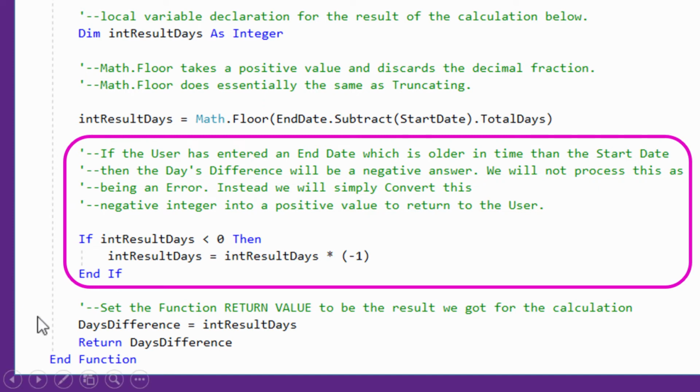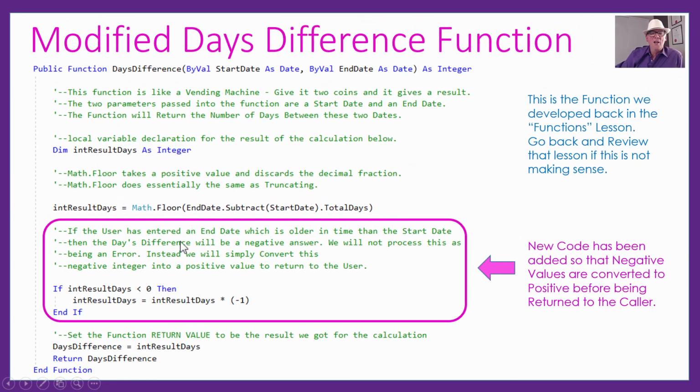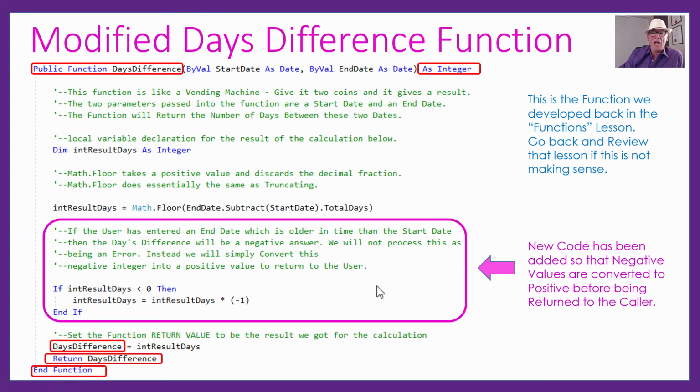So what we do is we just set up some code here. If the days came out less than zero, if you do get a negative answer, just take the days and times them by -1 to turn them into a positive answer. This will guarantee we always get positive answers returned by the function. We just put that in as a little bit of extra code in this version, and everything else is pretty much the same as we showed you from the functions lesson.